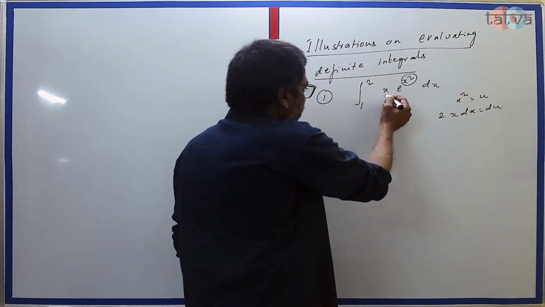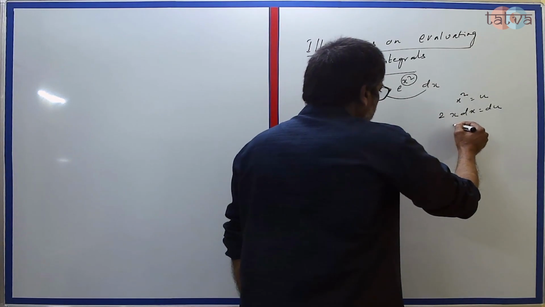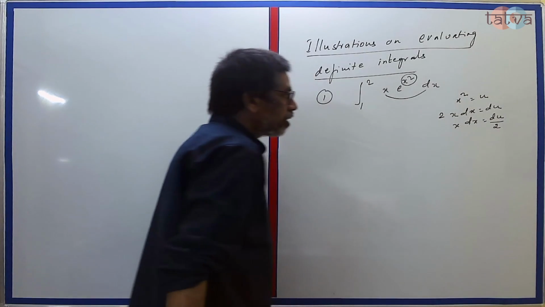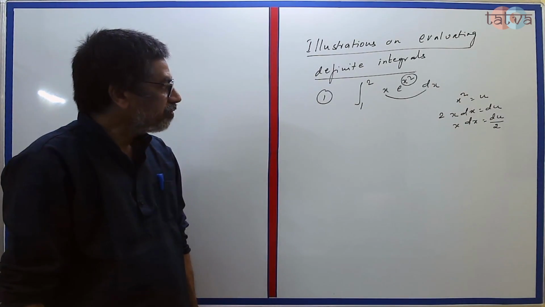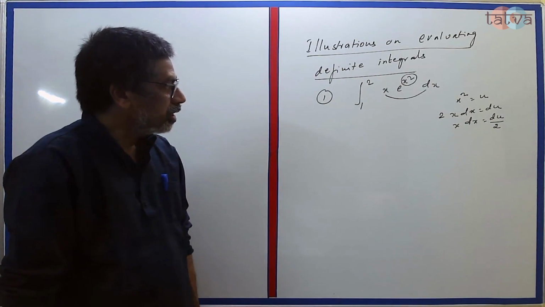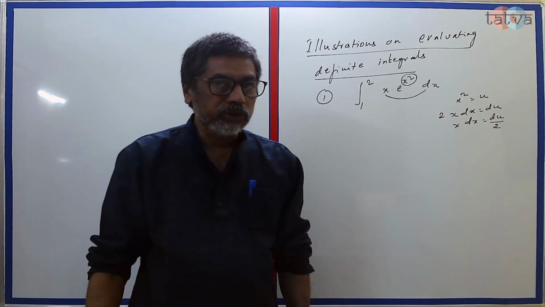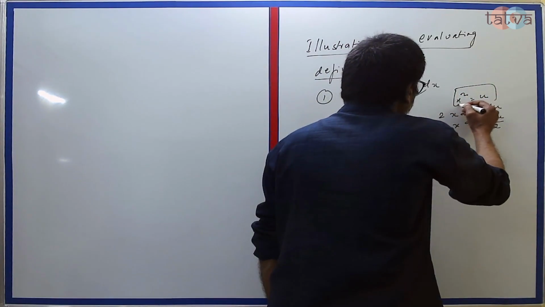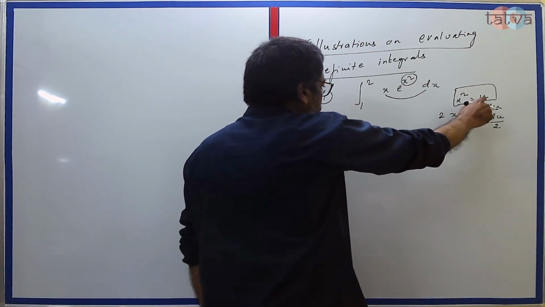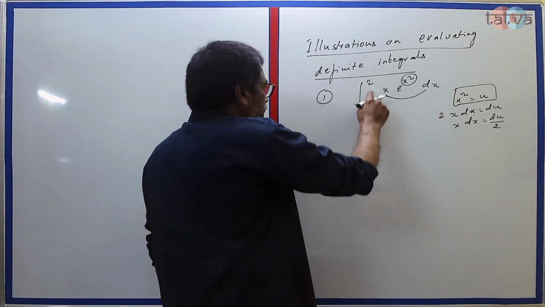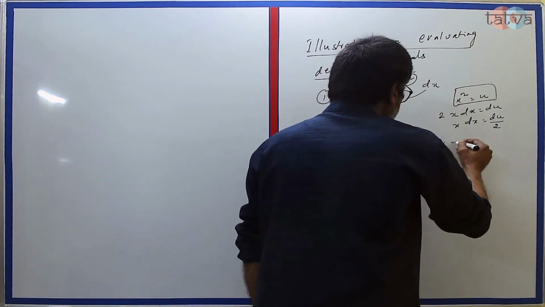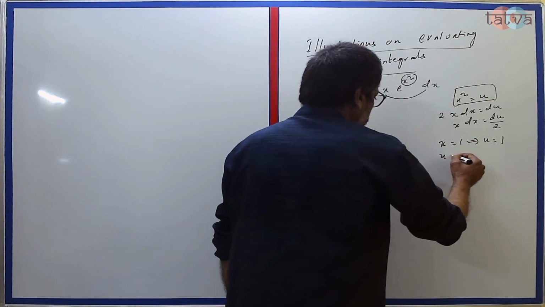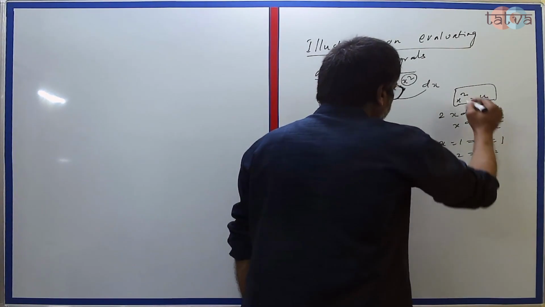And if you notice, we have x dx already. So we'll just shift the coefficient 2 to the right hand side. But that is not enough. We'll have to also change the limits of integration because the new variable u is entering the problem. So using this equation, I will derive the values of u corresponding to x is equal to 1 and x is equal to 2. For x is equal to 1, u will be 1. For x is equal to 2, u will be 2 squared, which is 4.